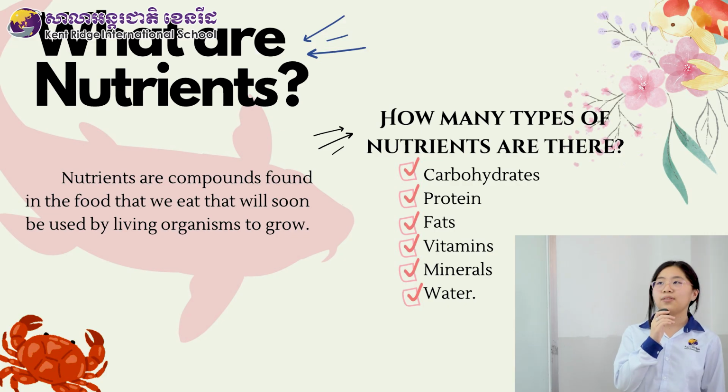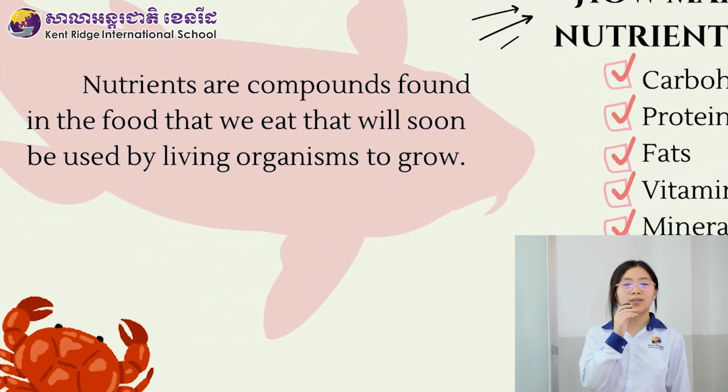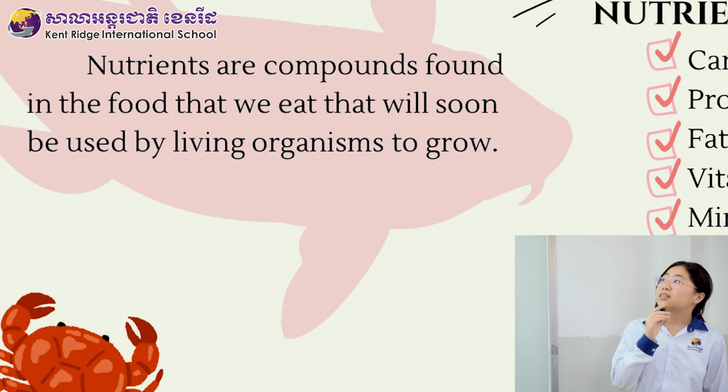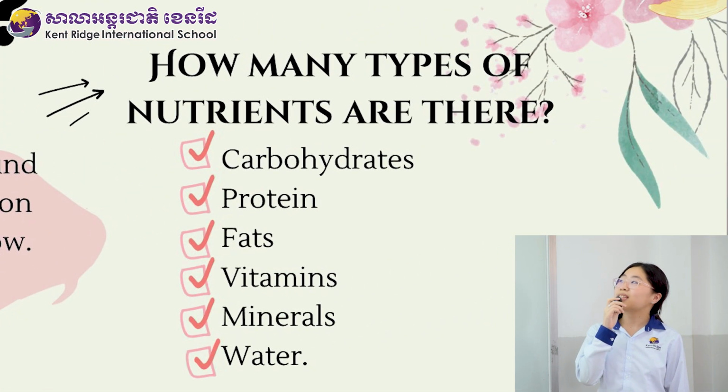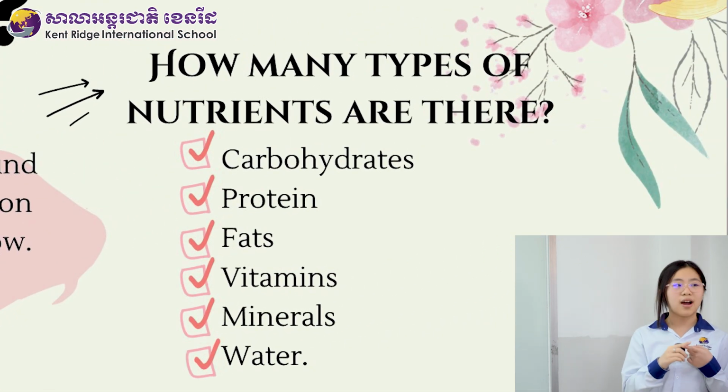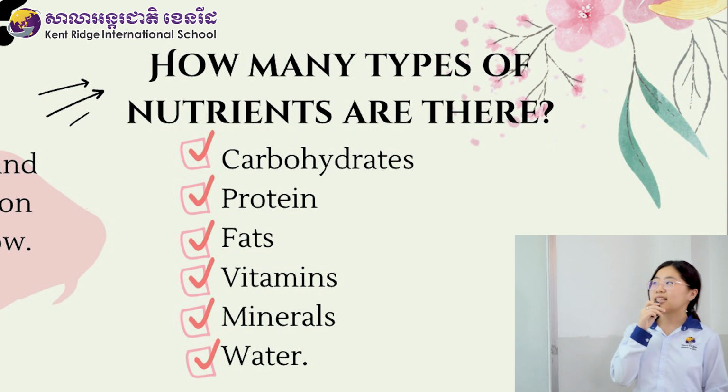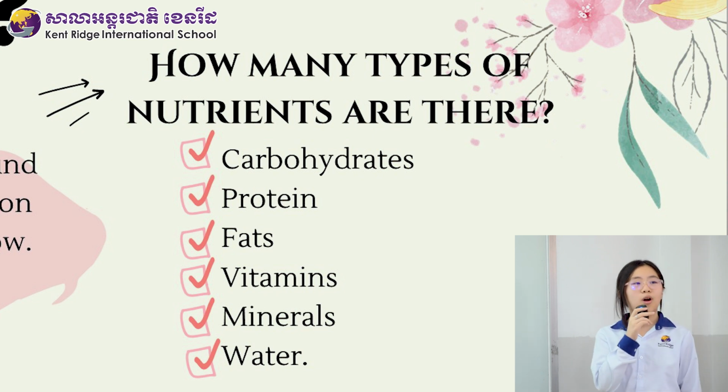Next, what are nutrients? Nutrients are compounds found in the food that we eat in everyday life that will soon be used by living organisms to grow. Second question, how many types of nutrients are there? There are carbohydrates, proteins, fats, vitamins, minerals, and water. On to the next slide.